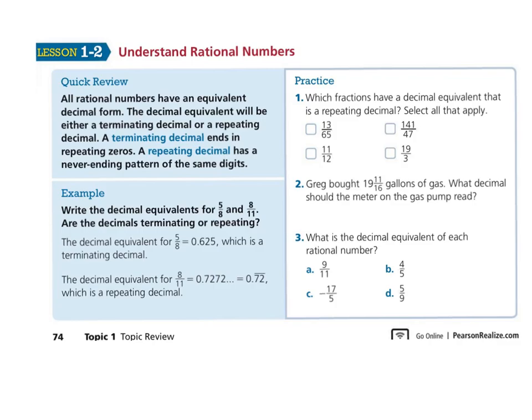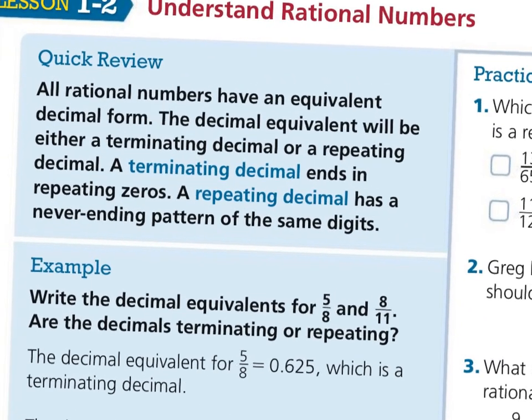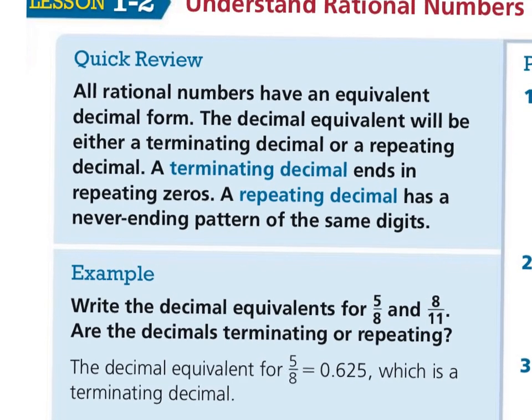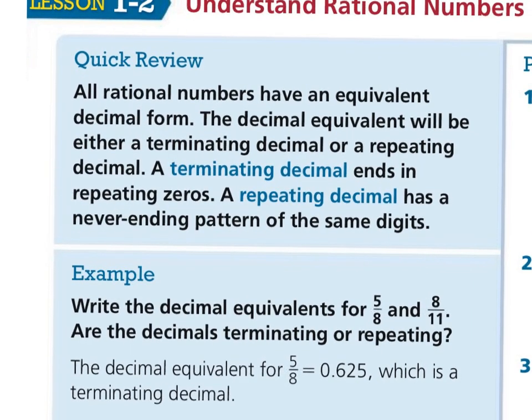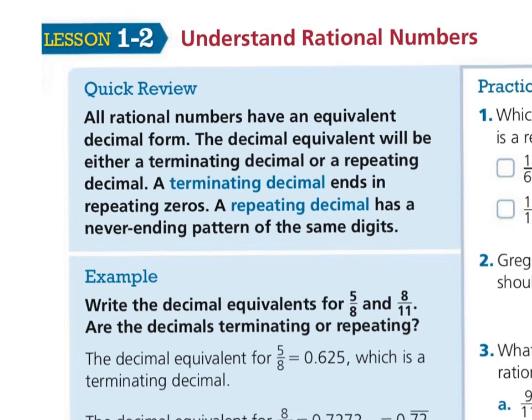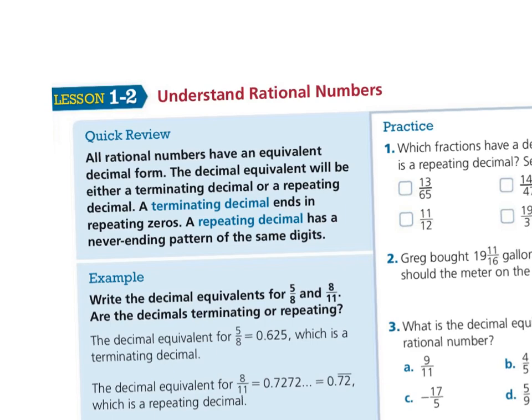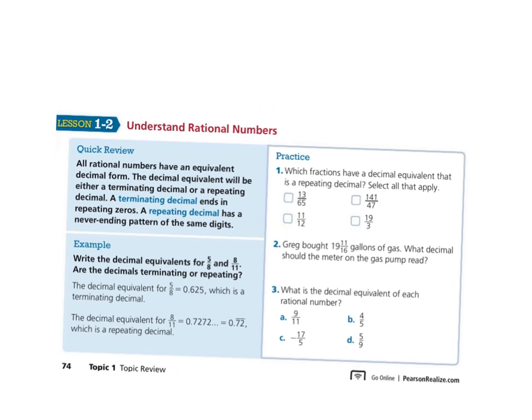Lesson 1-2 is on understanding rational numbers. So a couple definitions here. Terminating decimals end with repeating zeros, or basically we work it out and it gets to a point where it just stops. A repeating decimal has a never-ending pattern of the same digit over and over, like 0.55555 and so on. That's a repeating decimal.